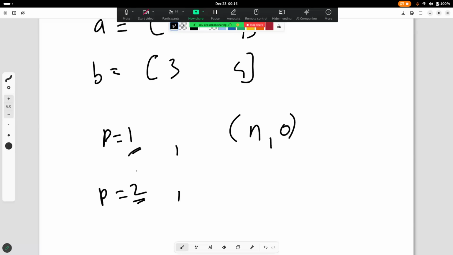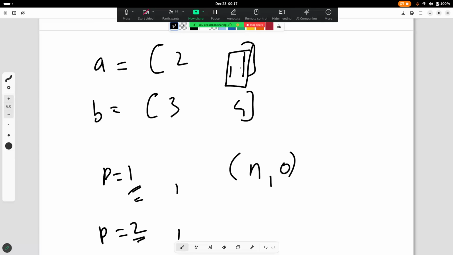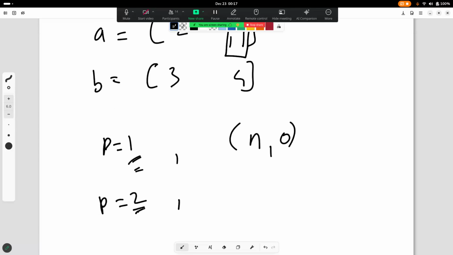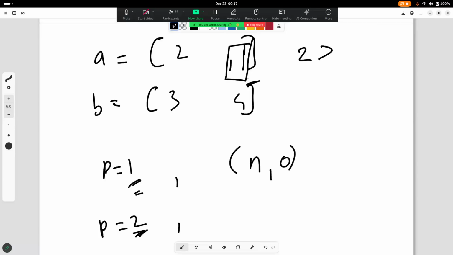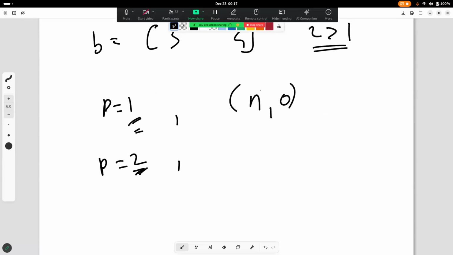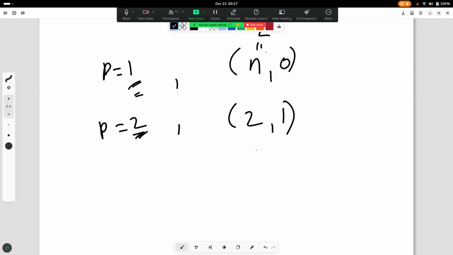P equal to 1 didn't exceed this part, but P equal to 2 exceeds it. 2 is greater than A of 2, which is equal to 1, so there's going to be a change. This customer is still going to buy the tree because 2 is still less than 4, but is going to give you a negative review. So the number of trees bought, n, is still 2, but the number of negative reviews has increased to 1.